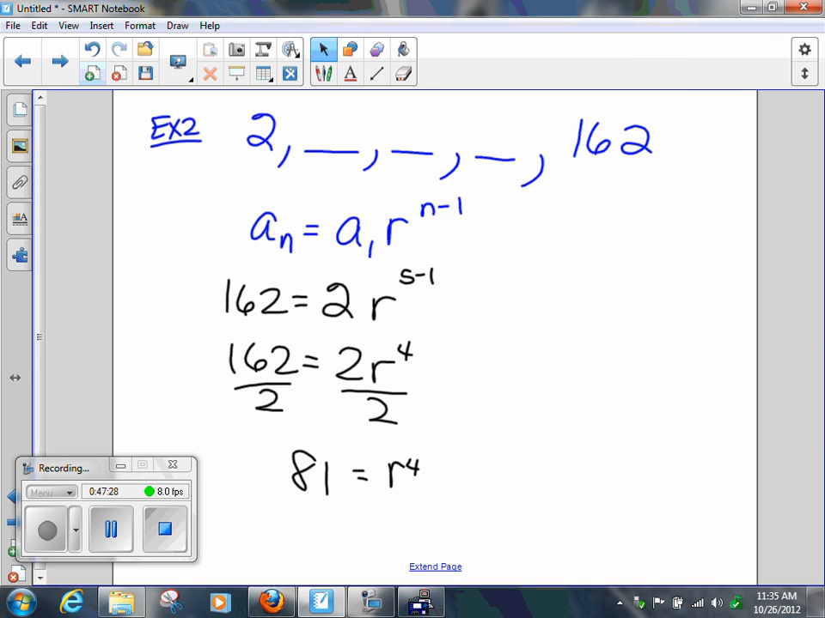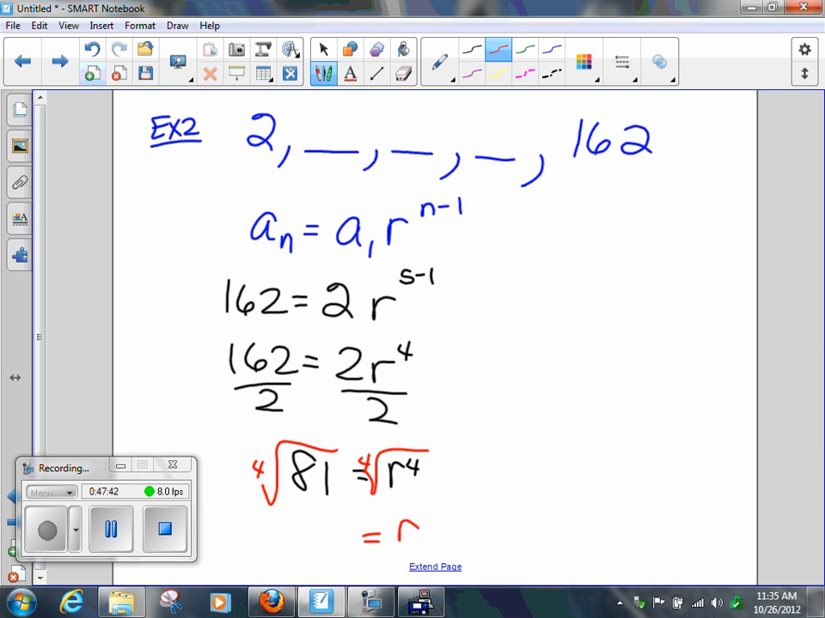I have to take the what root? The 4th root of 81. This is the twist. What is it? 3. Folks, it could be plus or minus 3. Notice that our index is an even number, so we have to take into account positive and negative numbers. What do we do? We got to check it.